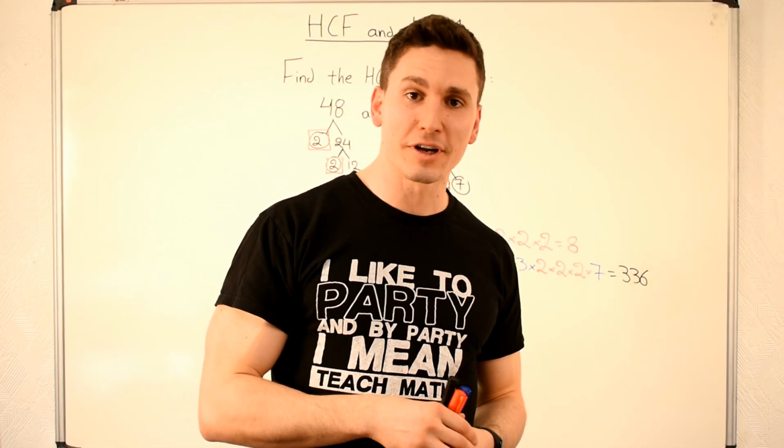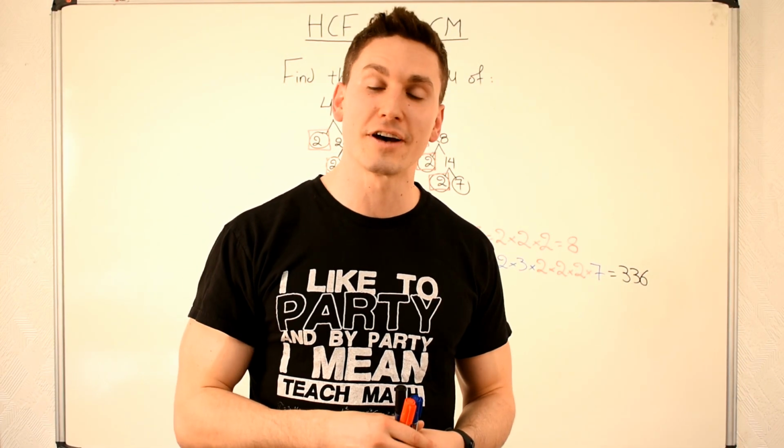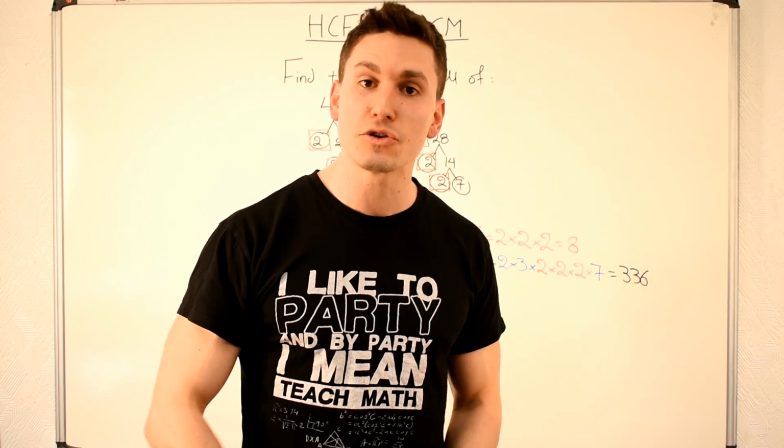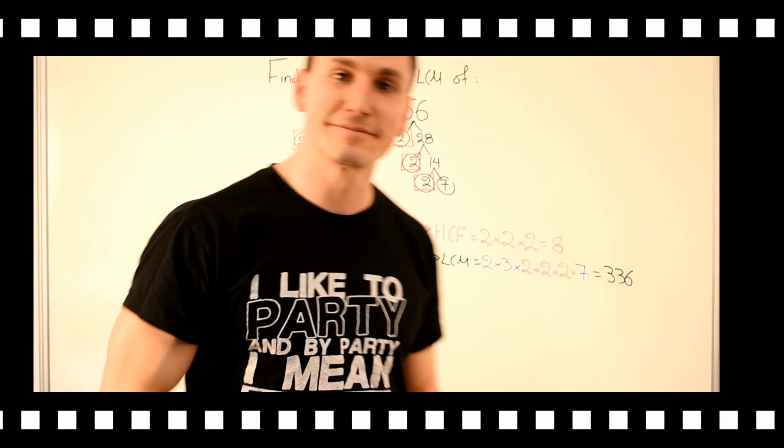Now this was a short lesson on finding the highest common factor and the lowest common multiple of two numbers using the Venn diagram method.